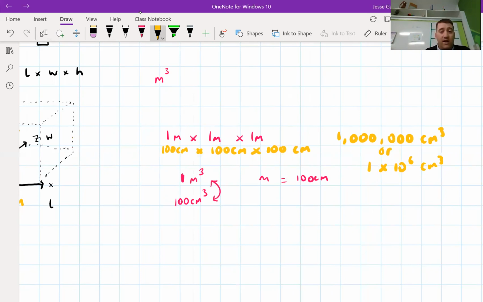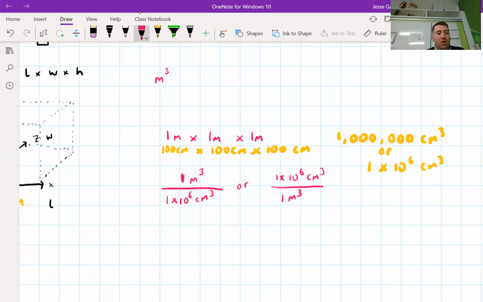So this is a common mistake people make: they think 1 meter cubed is equal to 100 centimeters cubed. That's not actually true. That's incorrect. What's actually true is that for every 1 meter cubed, there are 1 by 10 to the power of 6 centimeters cubed. So there's the relationship between meters cubed and centimeters cubed.